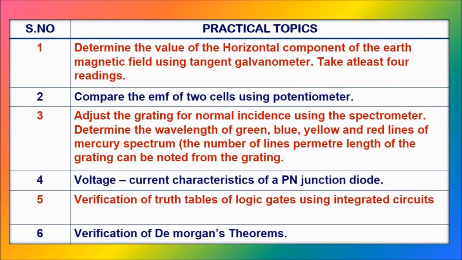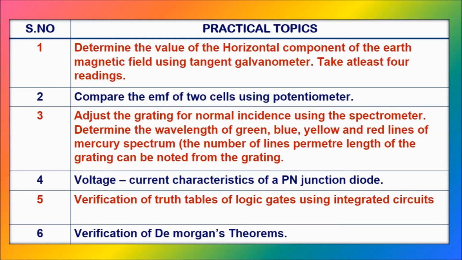Practical topics. Experiment number 1, determine the value of the horizontal component of earth's magnetic field using tangent galvanometer. Take at least 4 readings. Experiment number 2, compare the EMF of 2 cells using potentiometer.